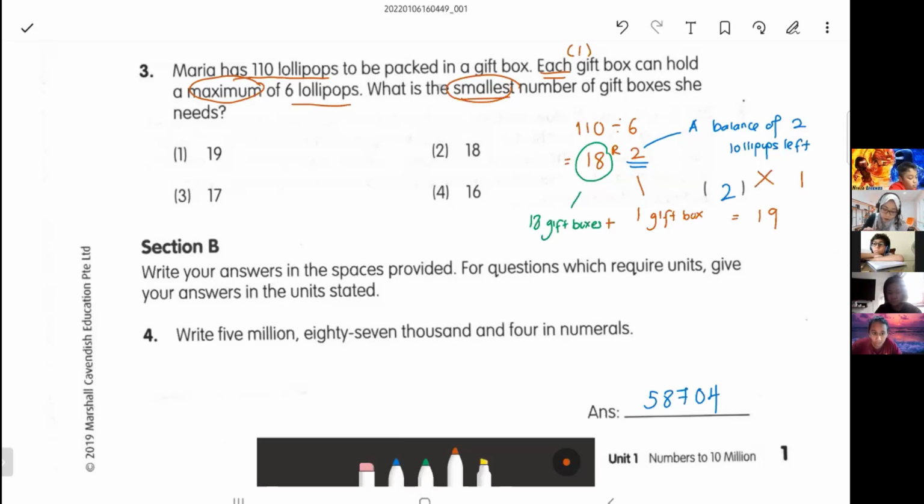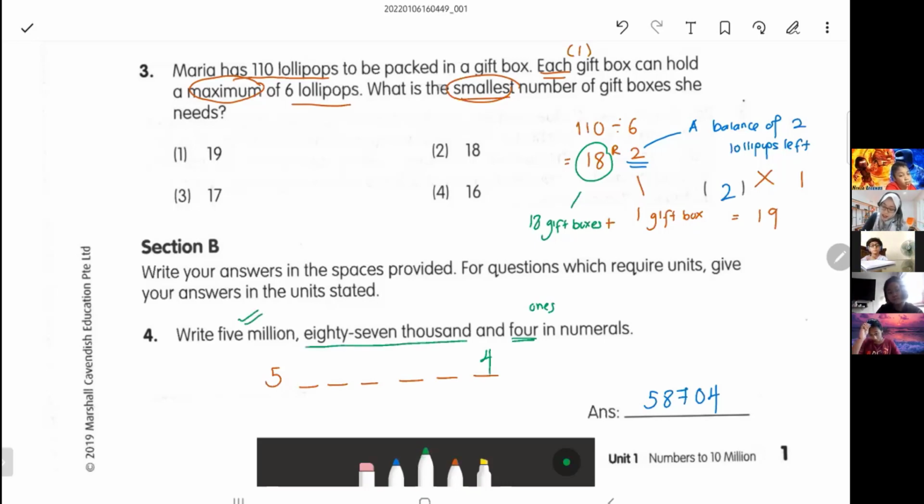Okay, now write 5,087,004 in numerals. Million means you are going to have 5 million. After that number, you will have 6 zeros at the back, 6 blanks. 1, 2, 3, 4, 5, 6. Number 4 is in the ones place, right? Then this one is done.